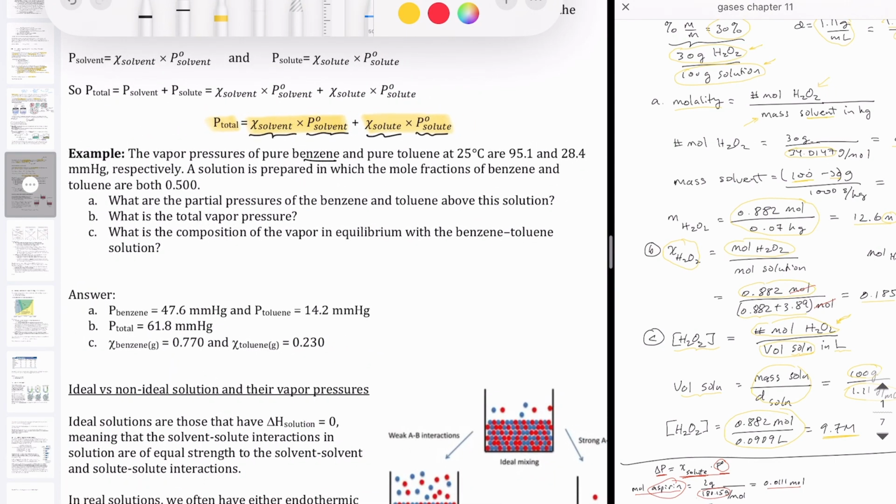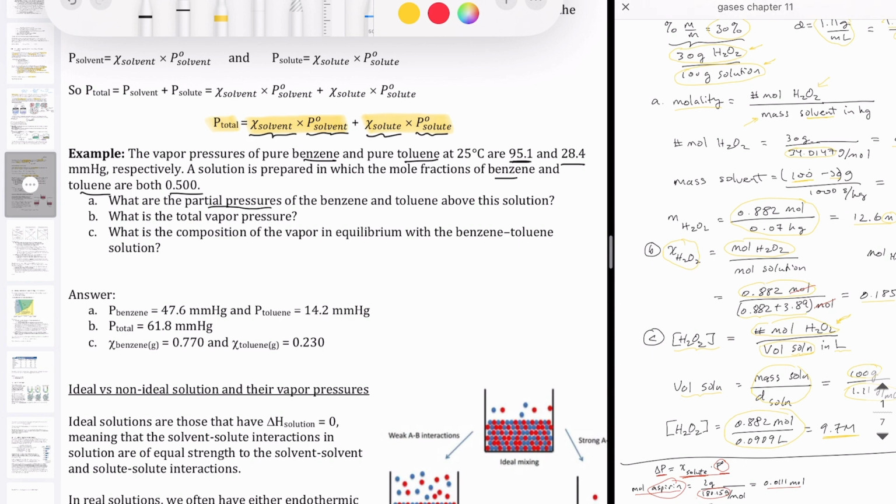Okay, so an example of the question is shown right here. We have the vapor pressure of pure benzene and pure toluene. They're both organic liquids and they both have their own vapor pressure, right? So 95.1 and 28.4 millimeters of mercury respectively. And then you prepare a solution where the mole fraction of benzene and toluene are both 0.5. So 0.5 each adds up to 1.